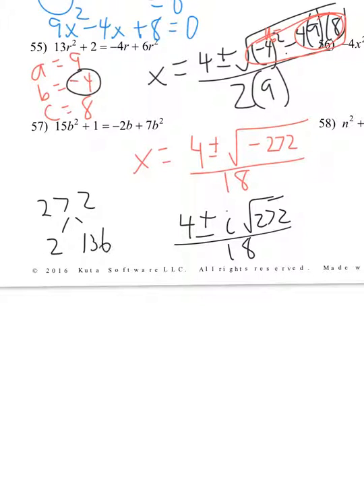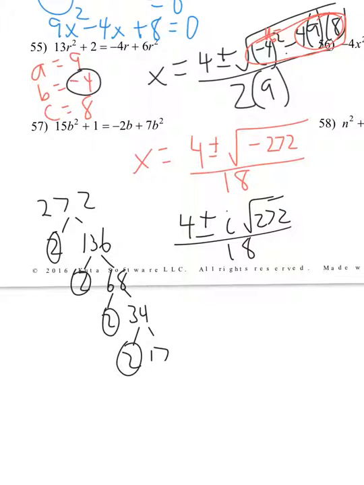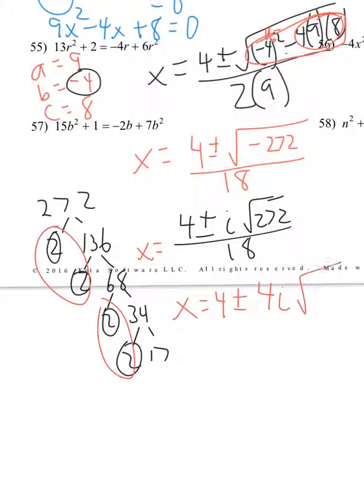2 and 136. 2 is prime. This would be 2 and 68. 2 is prime. This would be 2 and 34. 2 is prime, and this would be 2 and 17. So we're dealing with square roots, so I've got a pair of 2's, pair of 2's. So I'm going to pull a 4 out. So it's x equals 4 plus or minus 4i, and then the 17 goes back underneath the root all over 18.